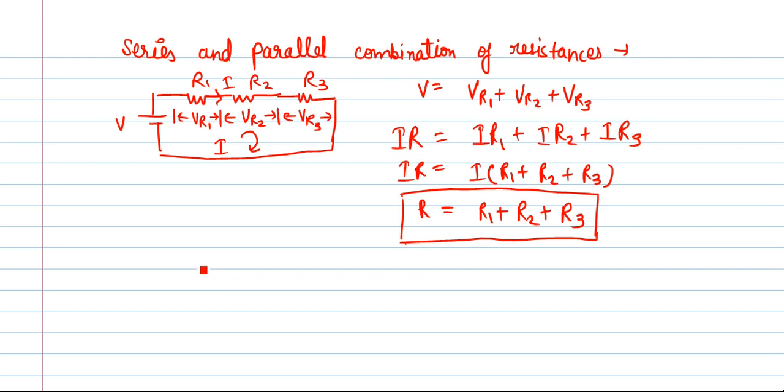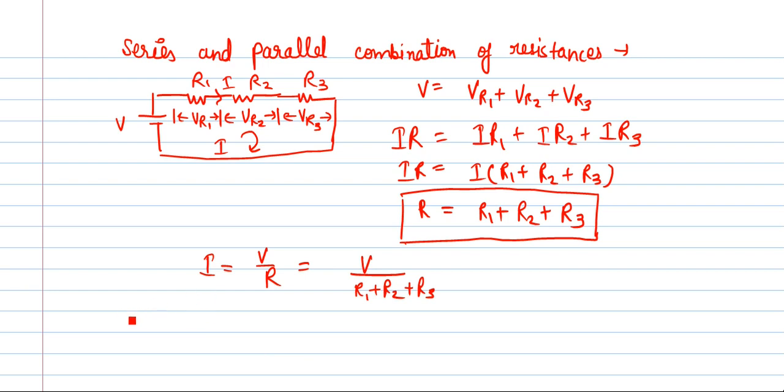Now we know that I is equal to V by R. So V upon R is what? V upon (R1 plus R2 plus R3). In this way, when a number of resistances are connected in series, we will calculate the value of the current.